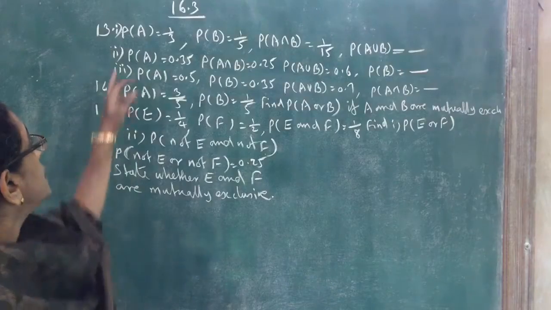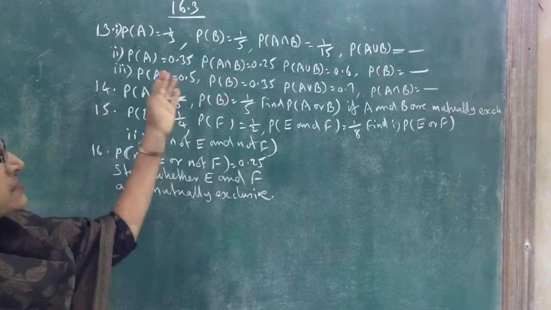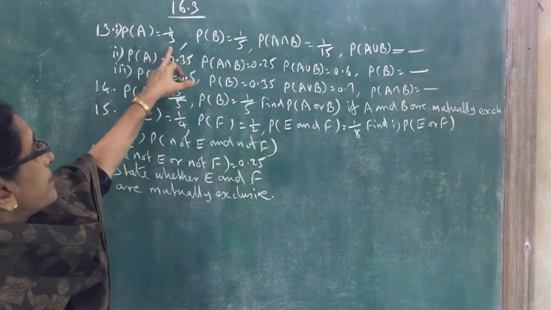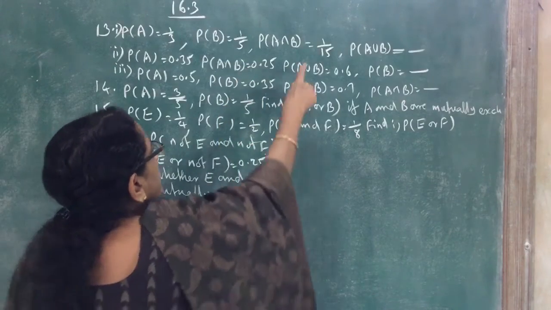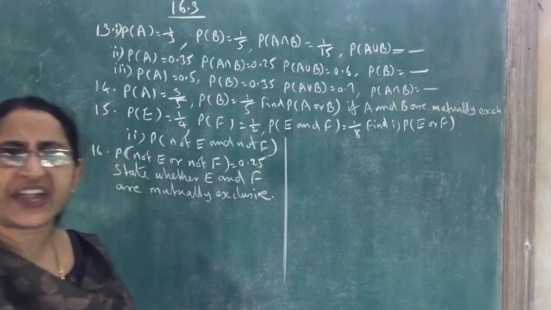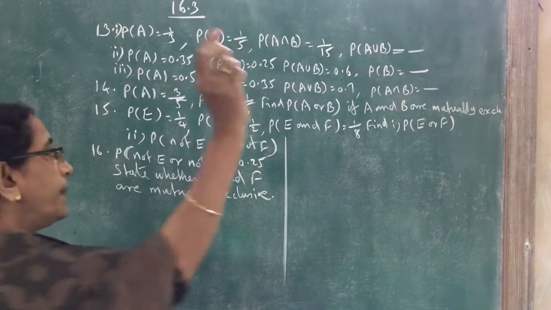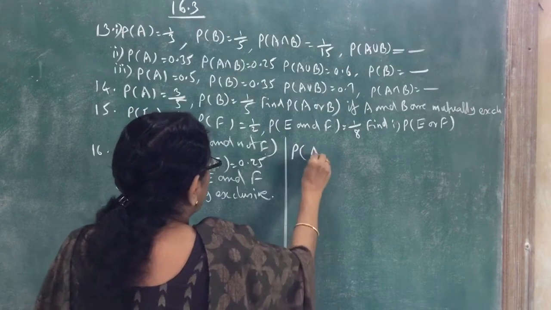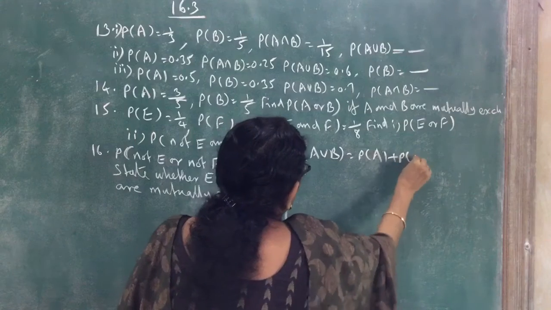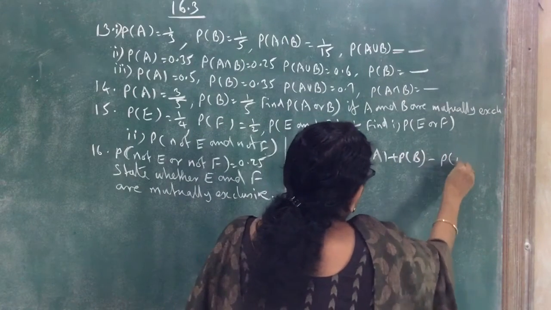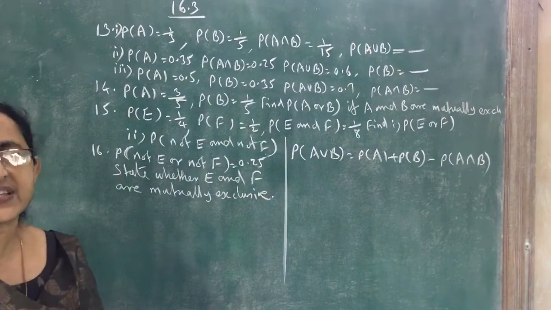16.3, 13th one. First one: probability of A is 1 by 3, probability of B is 1 by 5, and probability of A intersection B is 1 by 15. We have to find probability of A union B. We know the formula for any two events A and B: probability of A union B equals probability of A plus probability of B minus probability of A intersection B.